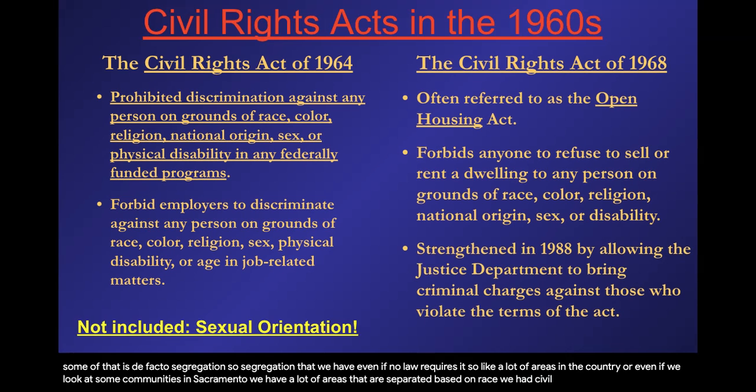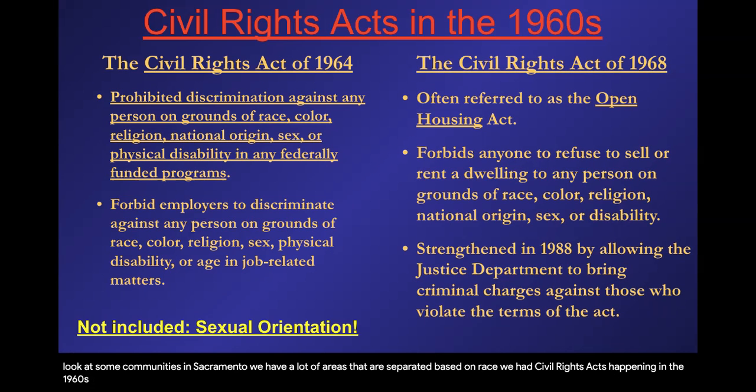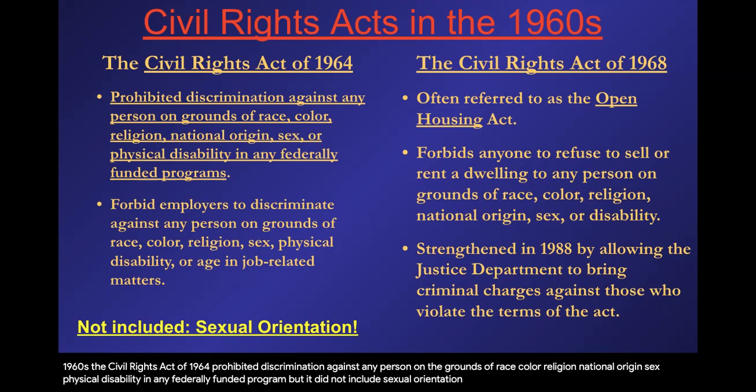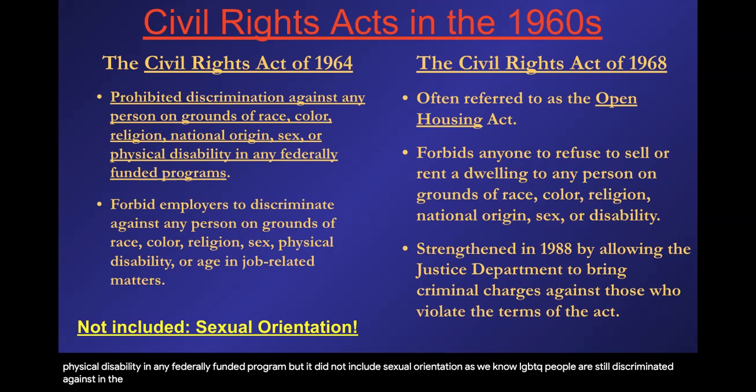We had civil rights acts happening in the 1960s. The Civil Rights Act of 1964 prohibited discrimination against any person on the grounds of race, color, religion, national origin, sex, physical disability in any federally funded program. But it did not include sexual orientation. As we know, LGBTQ people are still discriminated against in the United States today. We also had the Civil Rights Act of 1968, which prevented that discrimination in housing.